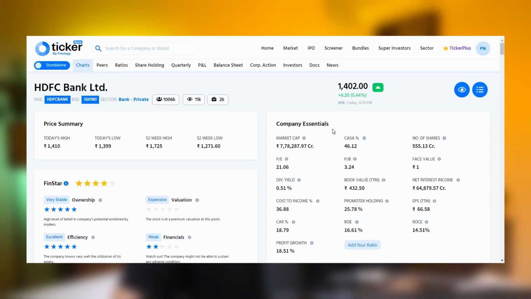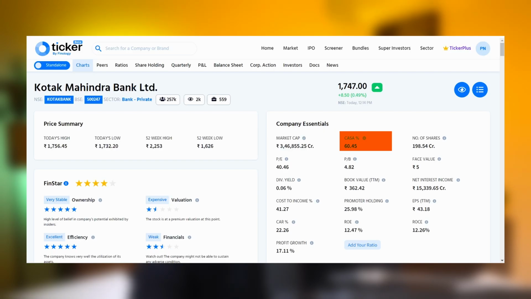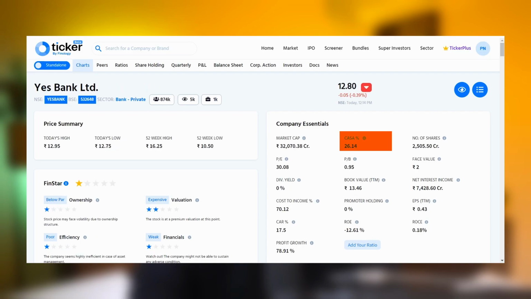Now, CASA stands for current account and savings account. And why is it important? CASA ratio shows how much deposit a bank has in the form of current account and savings account compared to the total deposit. And the higher the CASA ratio, the better for the bank. For example, the CASA ratio of HDFC Bank is 46.12%. That means out of 100 rupees deposit, 46 rupees is coming from savings account and current account. Similarly, for ICICI Bank, CASA is 46.29%. For Kotak, 60%. Yes Bank, 26%.